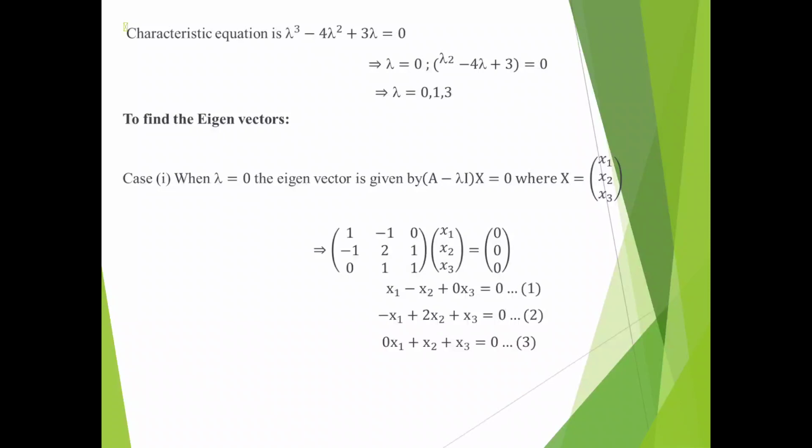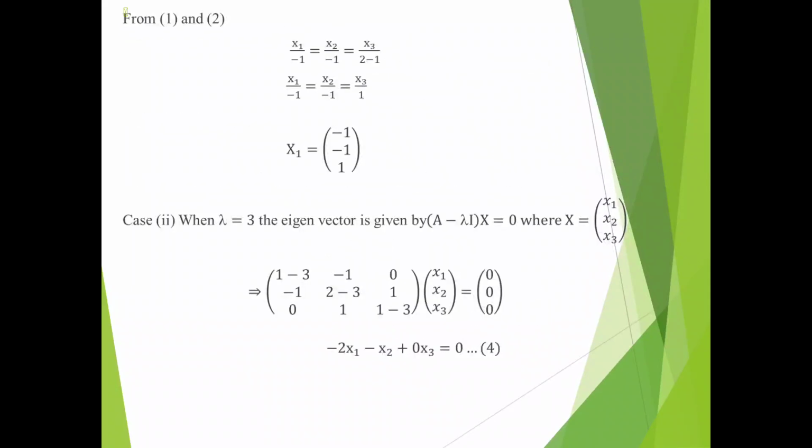The next we have to find the eigenvectors. To find the eigenvectors, first we have to choose one eigenvalue, lambda equal to 0. So to find the eigenvectors we have to solve (A minus lambda I) X equal to 0. So we have to substitute the values here. From the matrix form we can get 3 equations. Then next we have to solve any two distinct equations by cross multiplication rule and get the capital X1, that is the eigenvector corresponding to lambda equal to 0.